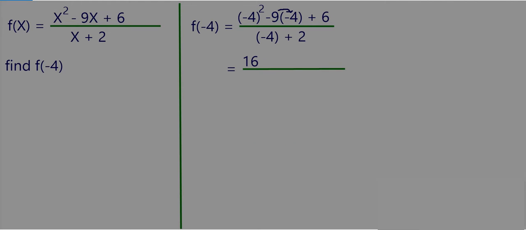Minus 9 times minus 4 gives a positive 36, which is a plus sign then 36. We write along this plus sign, then 6. Minus 4 plus 2 gives minus 2. A larger number with a minus sign, adding to a smaller number, we will get a negative answer. 16 plus 36 plus 6 gives 58. 58 divided by minus 2 gives minus 29.